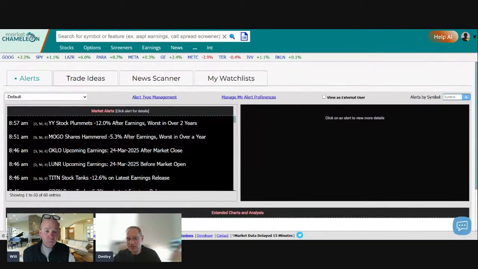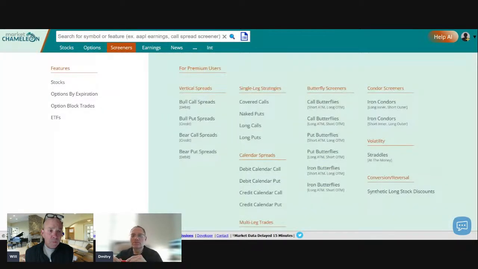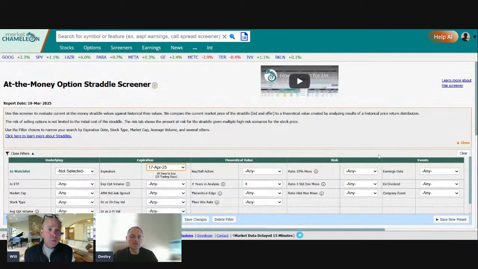So when we look at options, there are different types of strategies that we can screen for or look for opportunities for. In today's tutorial, we'll look at the option straddle. Now, to get there from the main page, you could hover over screeners up top on the main menu. And once you're on there, go to the right and you could see under volatility, there's straddles at the money. Click on that. And this will take you to the options straddle screener.